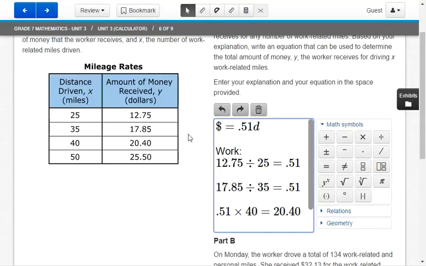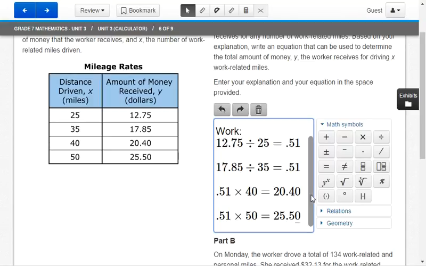So our equation was the amount of money received is equal to 0.51 times the distance driven. So the work we did was 12.75 here divided by 25 here to find the unit rate, which was 0.51. Then to check that, we divided 17.85 here by 35, and we also got 0.51.